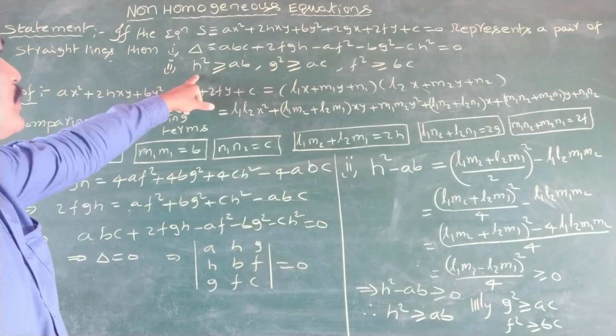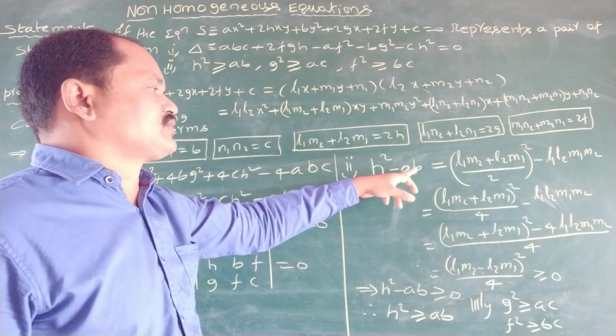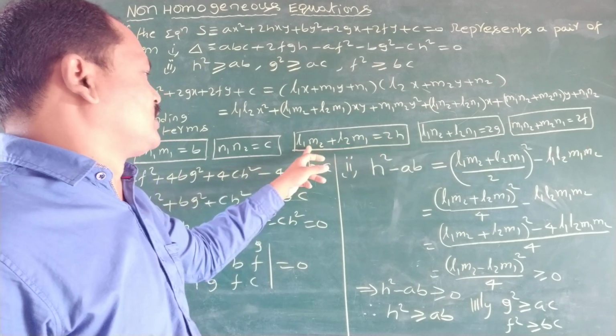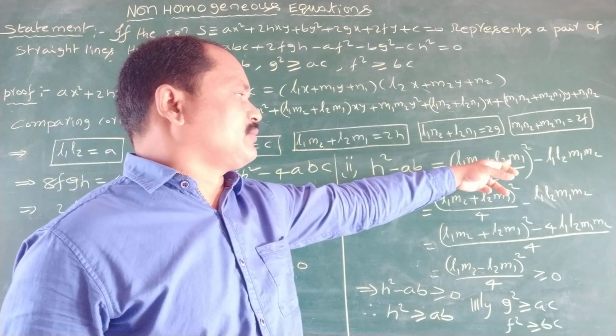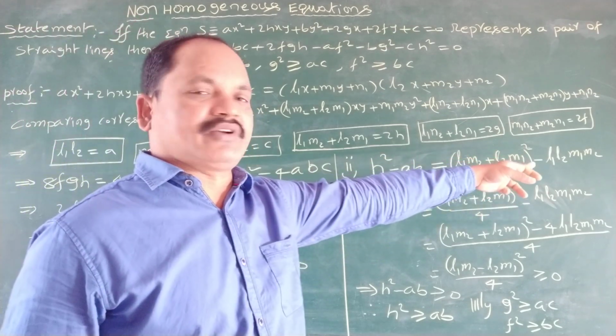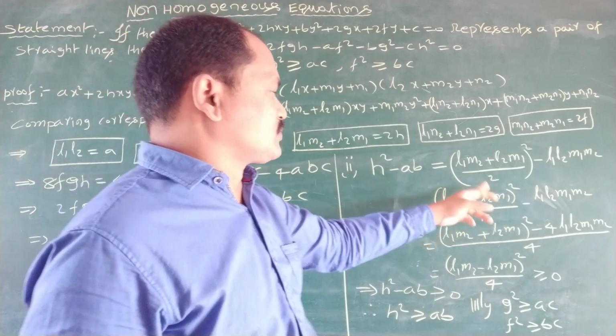Now we are going to the second proof. H square greater than or equal to AB. Let us consider H square minus AB. What is the value of H? Actually 2H is L1 M2 plus L2 M1. That's why H is L1 M2 plus L2 M1 by 2, whole square. H square minus AB, where A is L1 L2 and B is M1 M2. Now simplify that. It is square by 4.